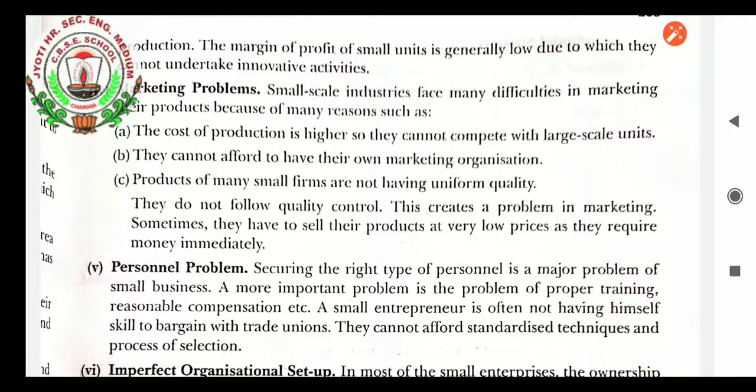So small scale enterprises face many difficulties in marketing their products for many reasons, such as the cost of production being higher, so they cannot compete with large scale units. They cannot afford to have their own marketing organizations. Products of many small firms do not have uniform quality. They do not follow quality control, which creates a problem in marketing. Sometimes they have to sell their product at very low prices as they require money immediately.